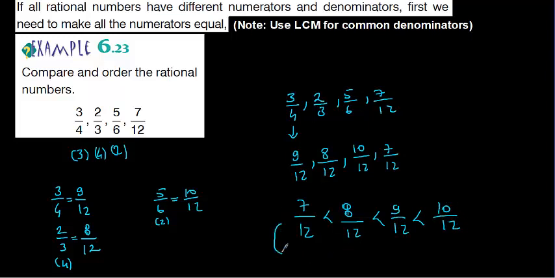But I want to continue here. 7 over 12 we didn't change. If I reduce 8 over 12 by 4, I get 2 over 3. If I reduce 9 over 12 by 3, I get 3 over 4. And if I divide 10 over 12 by 2, I get 5 over 6. And I compare the numbers here.